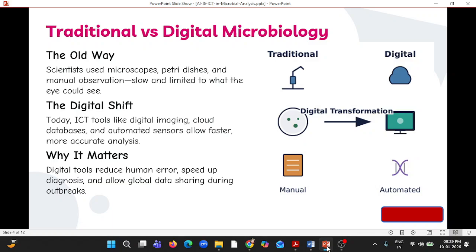The traditional versus digital microbiology, where old methods were taken over by the digital technologies for identification of microorganisms. The diagnosis is an important factor in the healthcare, and it is essential to identify microorganisms that cause infectious diseases.